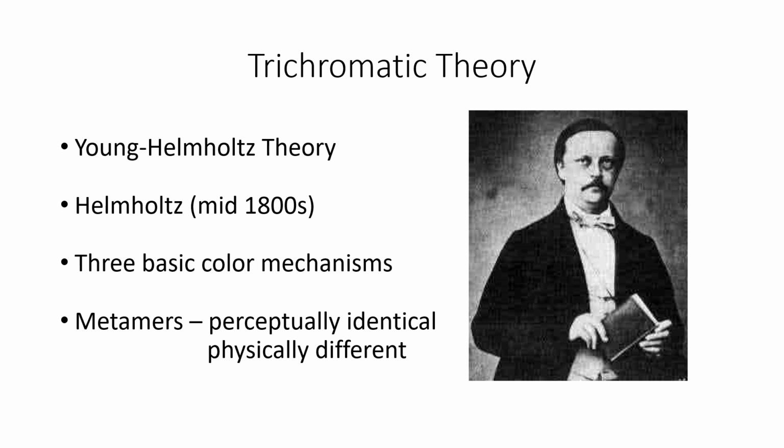We're going to start with the trichromatic theory of color vision. Tri meaning three, chroma meaning colors: three basic colors or color mechanisms can explain the range of colors that we see. This was originally proposed by Thomas Young and then formalized by Hermann von Helmholtz.